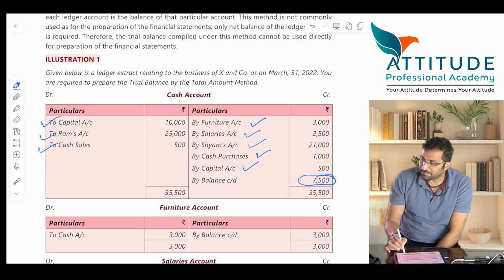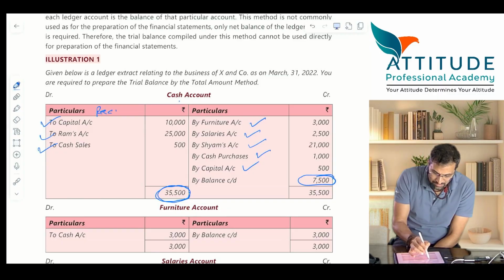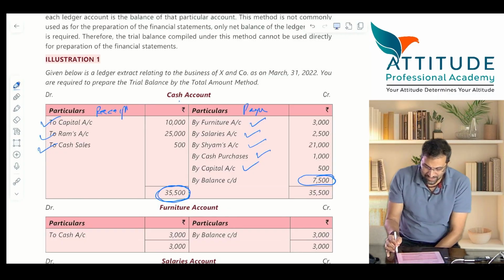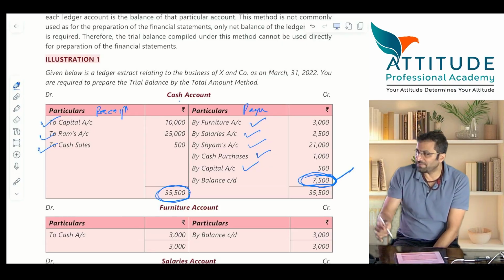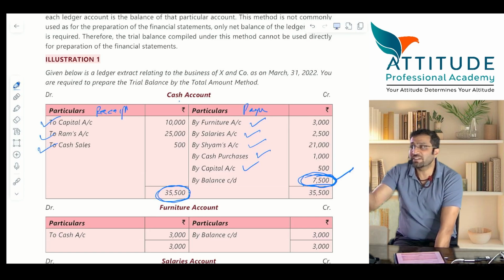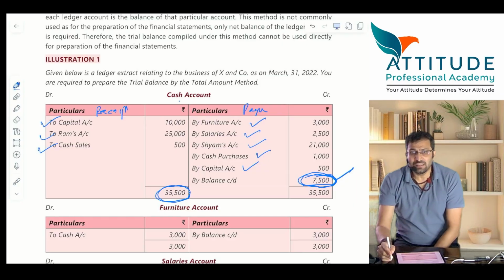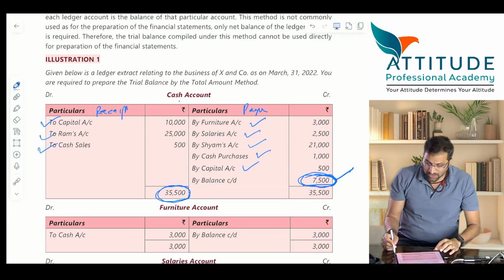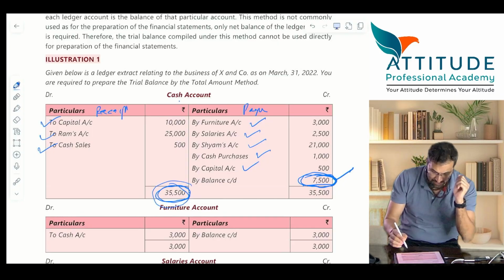And then you have this balance. So these are your receipts, 35,500 are your receipts. And the payments, all added together, are less, so how much balance is left? And this 7,500 you will take in the trial balance. Which method is this? Balance method. In the total method, you take the total of debit and total of what? Credit.